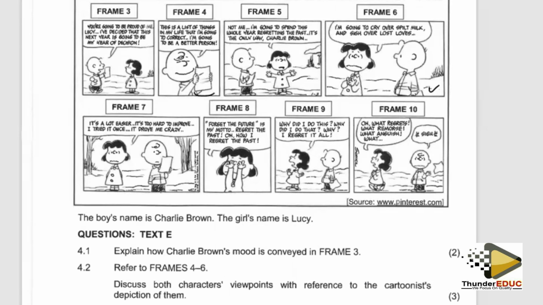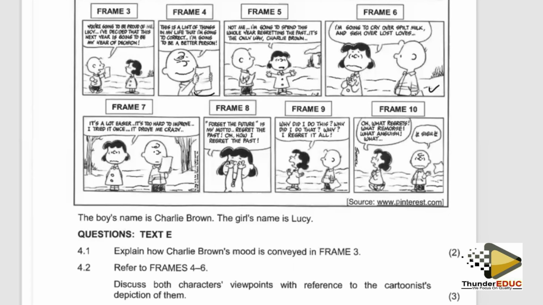On frame 4, it says, "This is a list of things in my life that I'm going to correct. I'm going to be a better person." "Not me. I'm going to spend this whole year regretting the past." "It's the only way, Charlie Brown." Frame 6 says, "I'm going to cry over spilled milk and sob over lost loves." It says, characters' viewpoints with reference to the cartoonist's depiction.